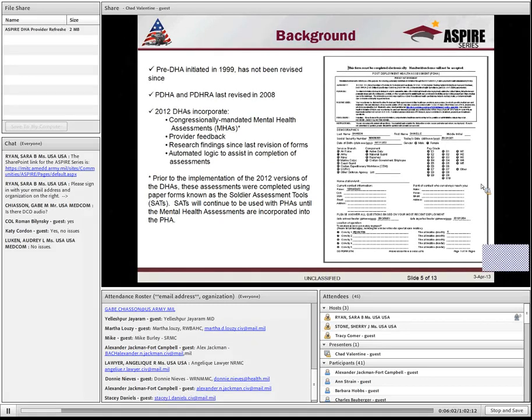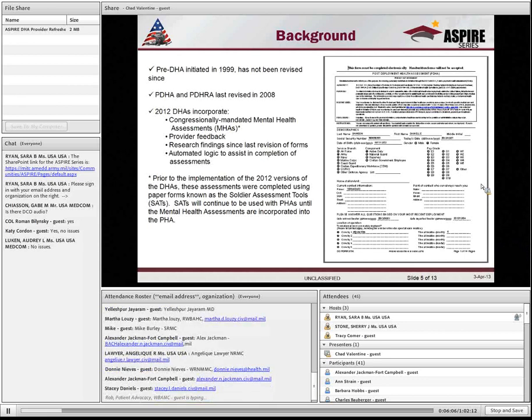We incorporated some provider feedback through the years since the 2005 version. We've gotten a lot of feedback from the providers who actually utilize this form for all three components. So we did incorporate some of the suggestions and enhancements from those providers in the new design of the form. We've also incorporated some of the research findings since the last revision of the forms in 2008.